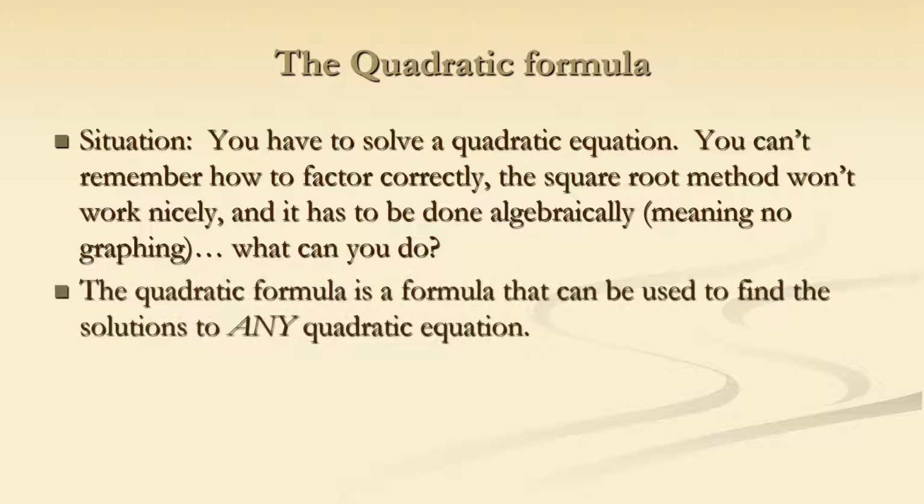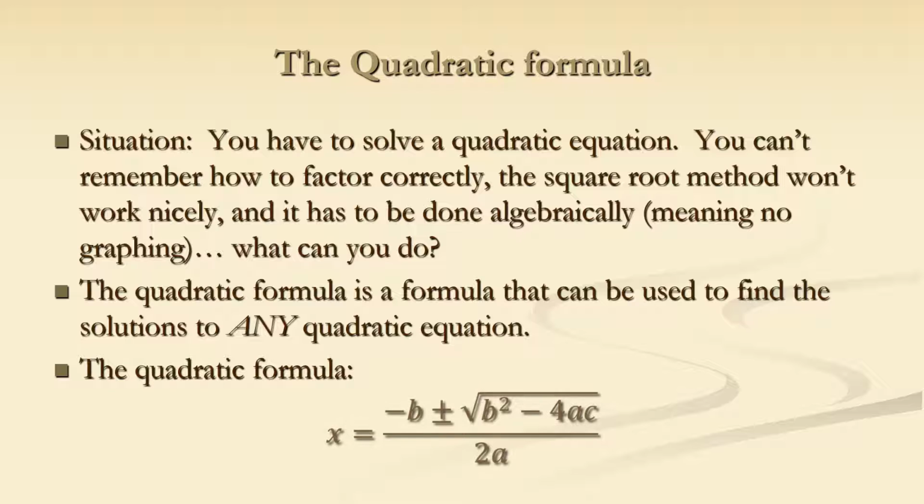The quadratic formula is a formula that can be used to find the solutions to any quadratic equation whatsoever. The quadratic formula is as follows. x equals negative b plus or minus the square root of b squared minus 4ac all over 2a. Obviously, you cannot use this formula unless your quadratic function or equation is in proper standard form.